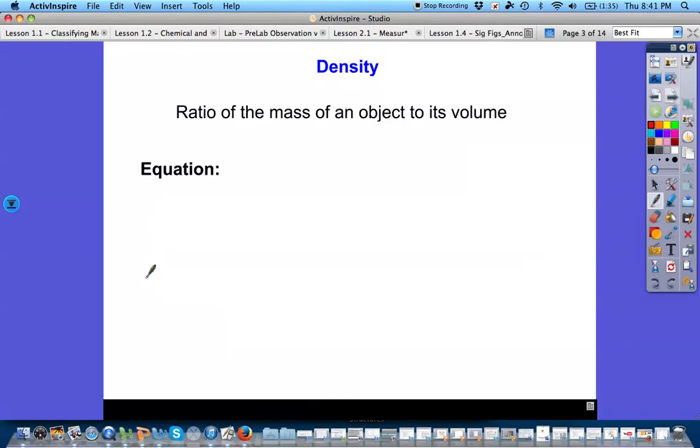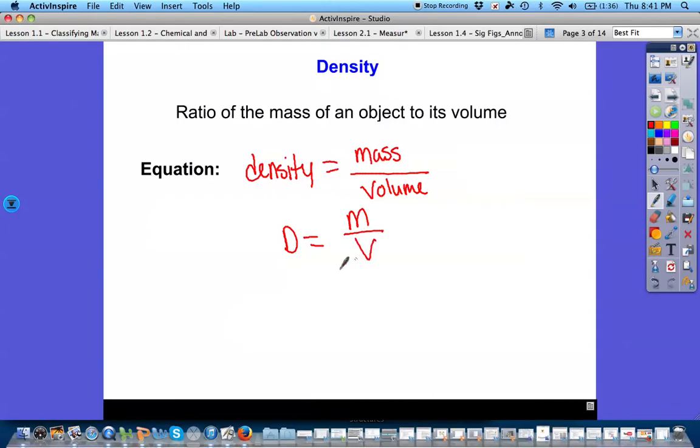So the definition of density is that it is the ratio of mass of an object to its volume. The equation is density equals mass divided by volume, or D equals mass M over V. So you might have a little bit of trouble remembering, does mass go on top or does the volume go on top?